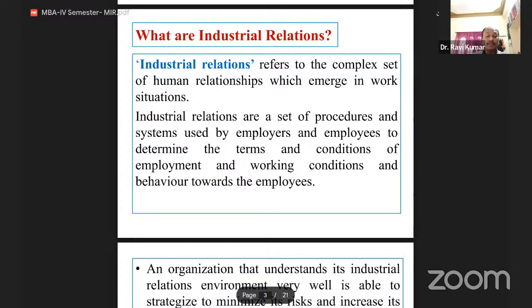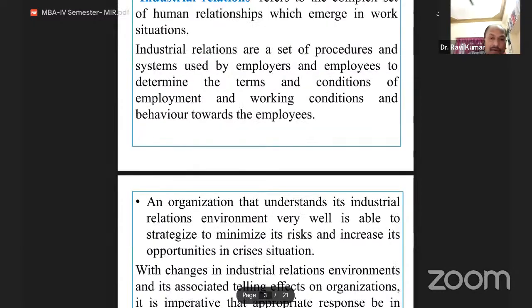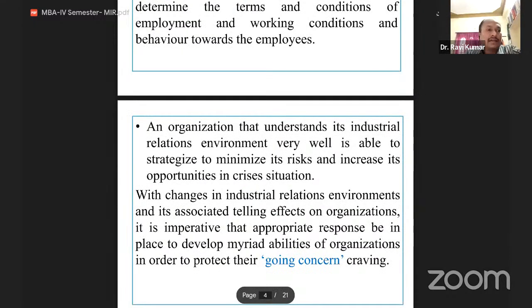Based upon their skills and their work, the workers have to work accordingly, and they are treated based upon the nature of their work. Now, an organization that understands its industrial relations environment very well is able to strategize to minimize its risks and increase its opportunities in crisis situations.